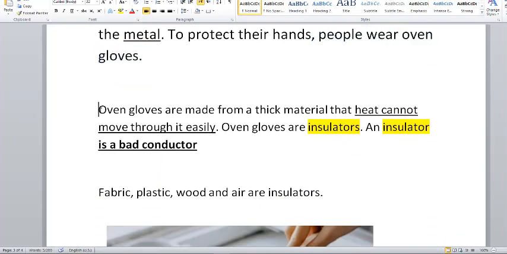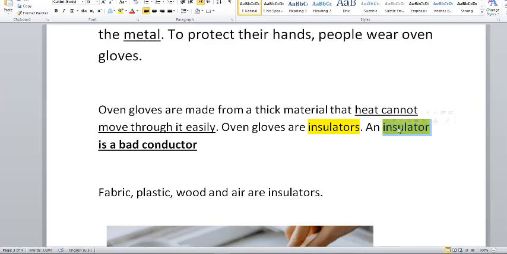Oven gloves are made from thick material that heat cannot move easily through. That means oven gloves are not conductors. They are not conductors. Oven gloves are insulators. What are they? They are insulators.